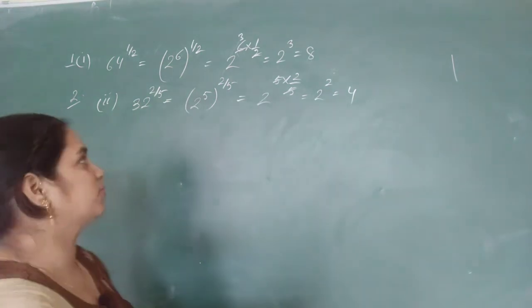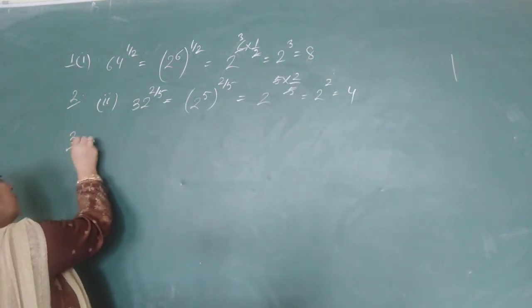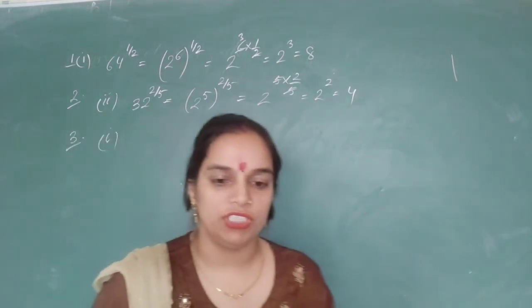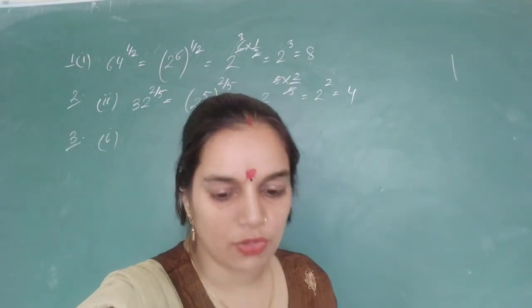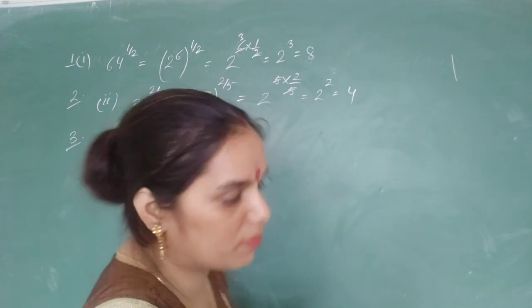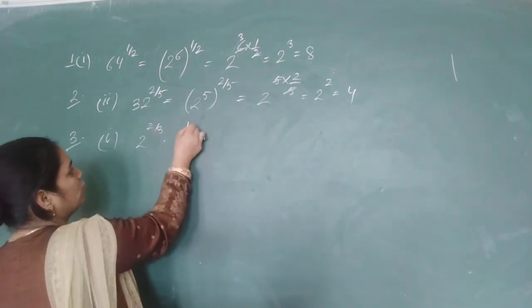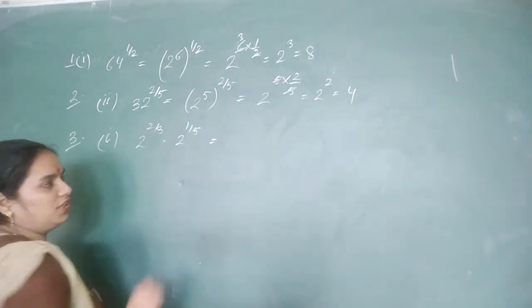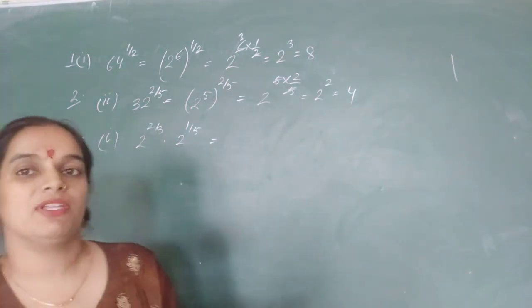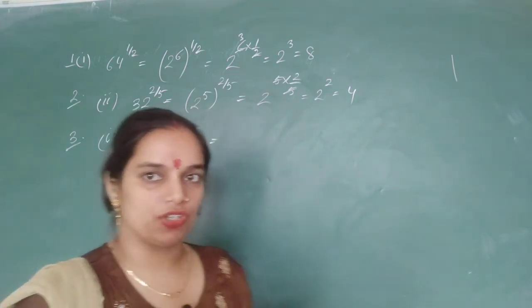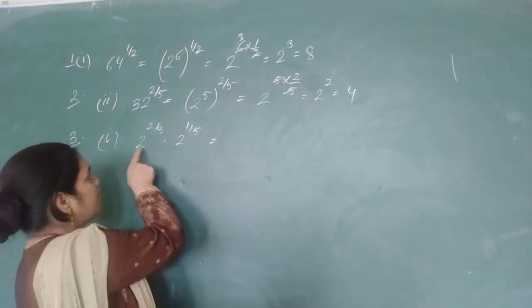Now, come to question number 3. I am discussing the first part of question number 3, that is 2 raised to the power 2 by 3 multiplied by 2 raised to the power 1 by 5. Here, this dot is a sign of multiplication. Don't confuse it with the decimal. This is the multiplication.